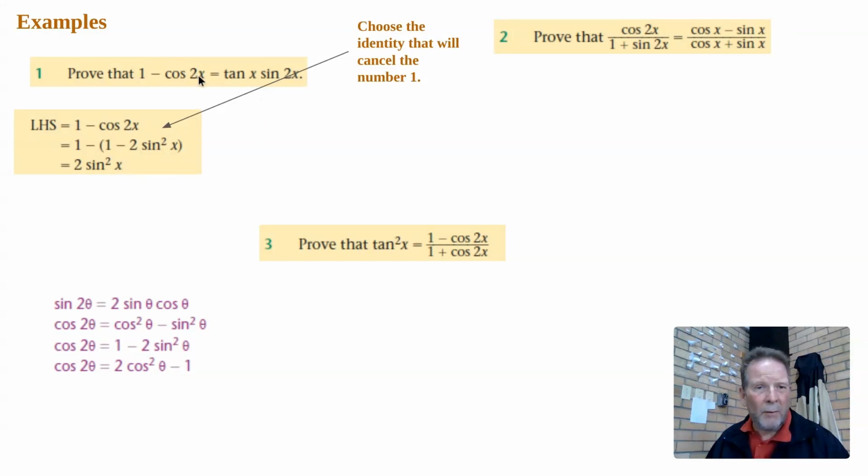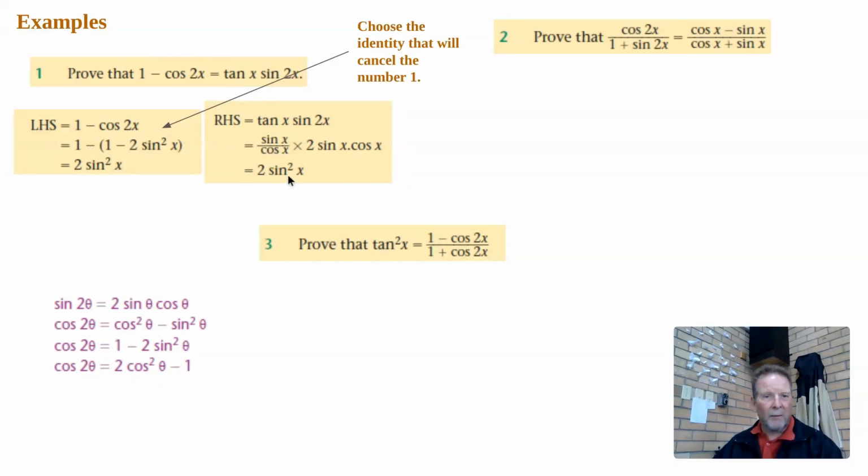Okay, now let's figure out what this right-hand side is. Well, sine 2x is really 2 sine x cos x. But these cos x's are going to cancel, and you're going to get 2 sine squared x. Well, if you can show that the left-hand side and the right-hand side equal the same thing, you've proven the identity. So that's it. Therefore, the left-hand side equals the right-hand side. Three little dots mean therefore. Okay, let's try this question here.